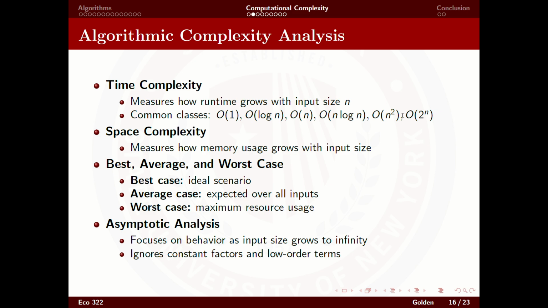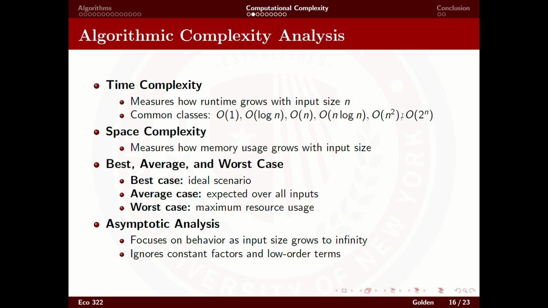Space complexity measures how memory usage grows with input size. Best case scenario is how quickly the algorithm runs in perfect conditions. This can be useful because sometimes you want an algorithm that works really well most of the time. Average case is the expected runtime over all inputs. Also very useful because sometimes you don't really care much about the worst case.